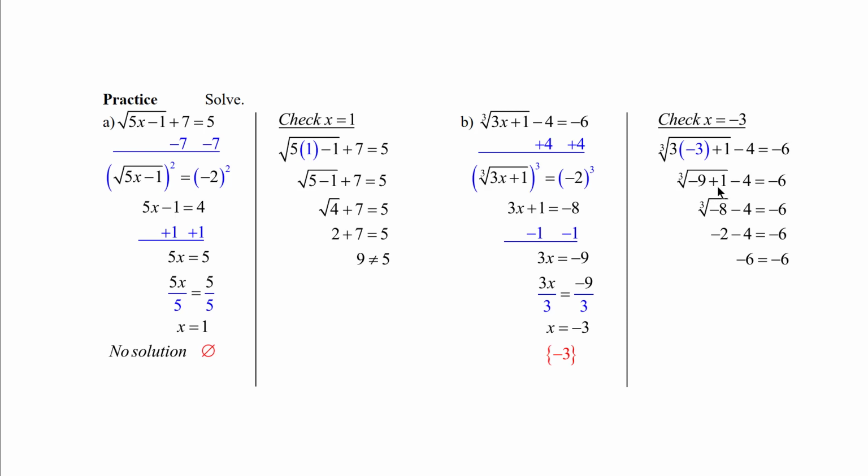Next, we have negative 9 plus 1 is negative 8, so I have the cube root of negative 8 minus 4 equals negative 6. Taking the cube root of negative 8, we get negative 2, and then we bring down all the other terms. So I have negative 2 minus 4 equals negative 6. Next, we have negative 2 minus 4 is negative 6, and we have negative 6 equals negative 6. This is a true equation, which means that negative 3 is a solution to our equation. So we write our final answer with a set of curly brackets and negative 3 on the inside.